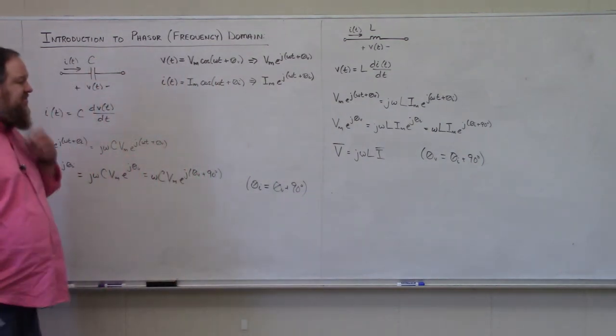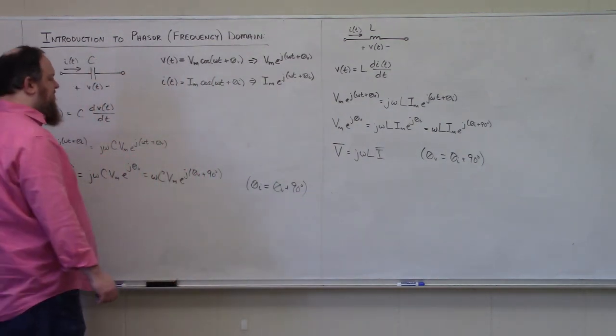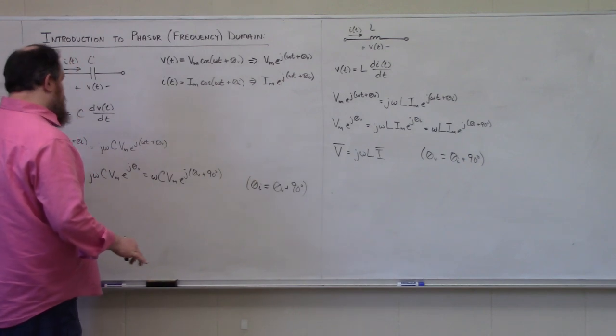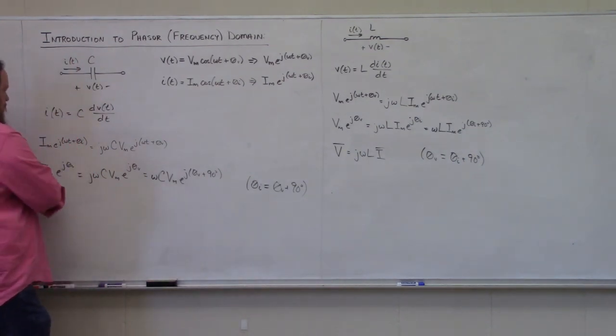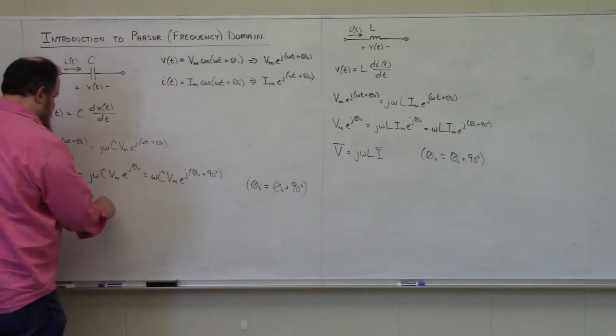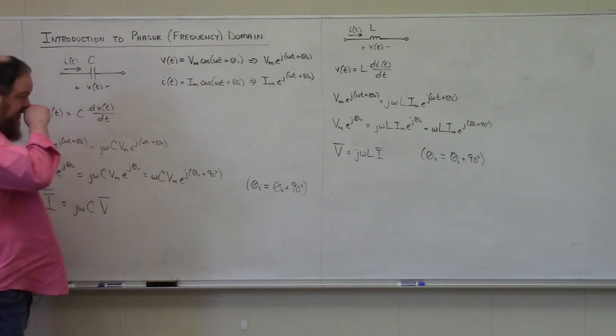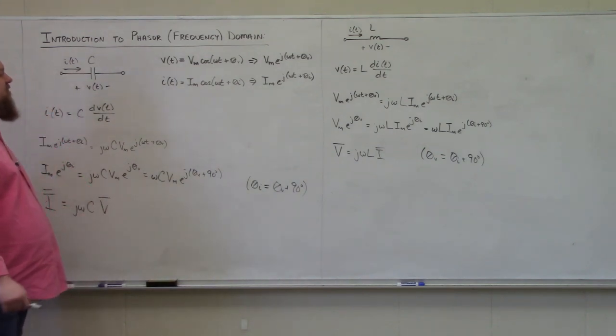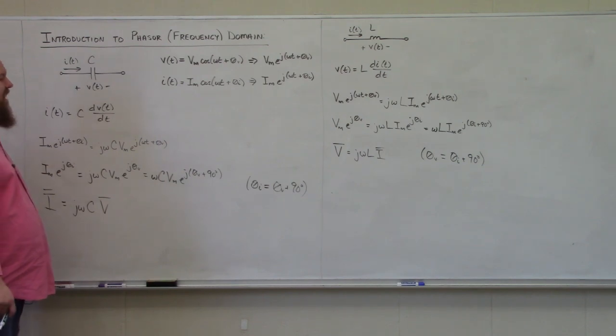So for capacitors, the current and voltage are also 90 degrees out of phase, but it's a slightly different relationship. We can recognize that this is our phasor current. So we have phasor current I is equal to j omega C times our phasor voltage V. So this is our phasor domain relationship for a capacitor.